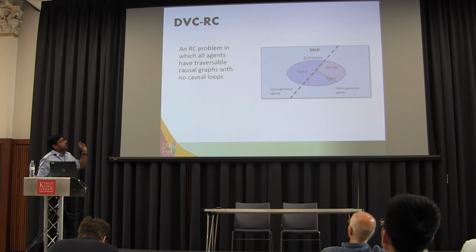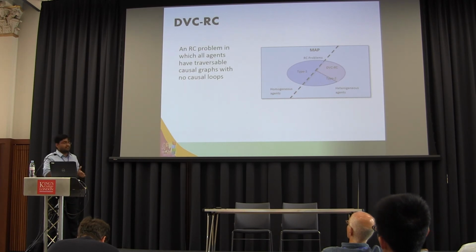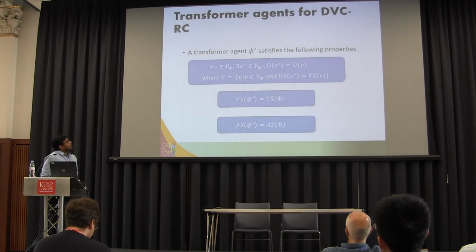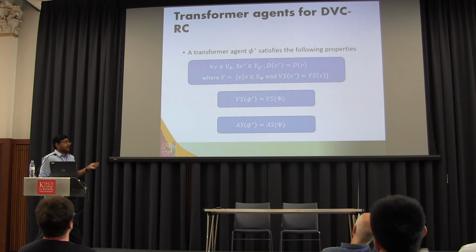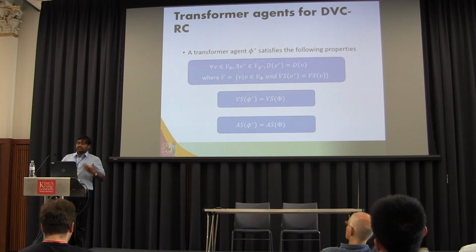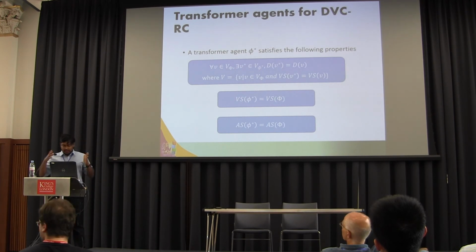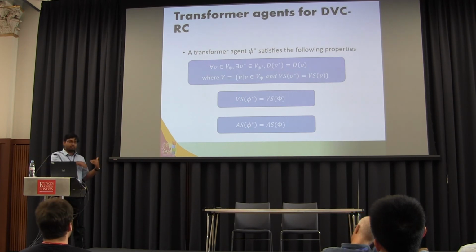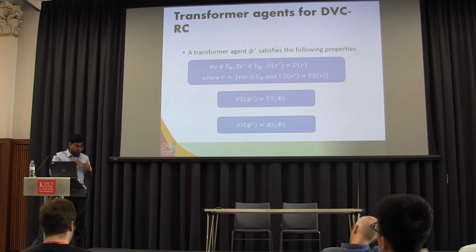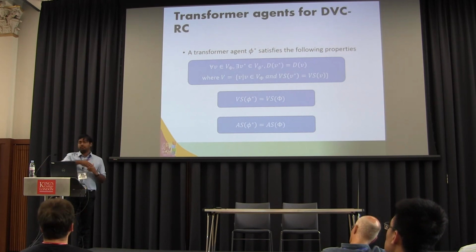So in this section, we only focus on a smaller part of type 2, which we call DBC-RC, where we know the problem is RC, and the causal graph itself is traversable and does not contain any causal loops. That means the reason for required cooperation is the different natures of the agents, the heterogeneity of agents. So we define this idea of a new virtual agent which we call the transform agent, which is an agent that can perform any of the actions of these single agents. In our previous example, it was this flying truck which could go both on the road and fly from one airport to the other.